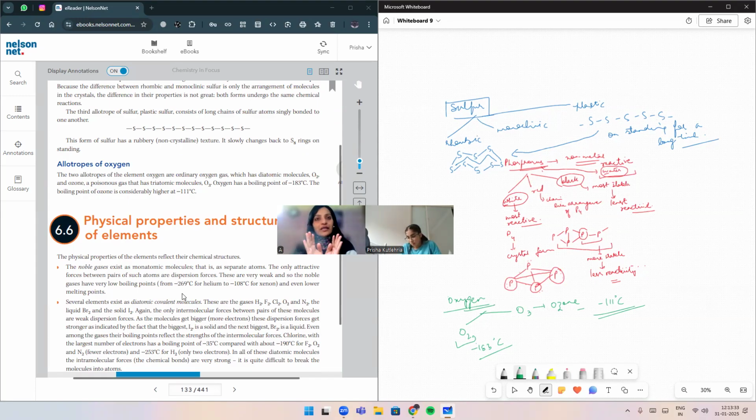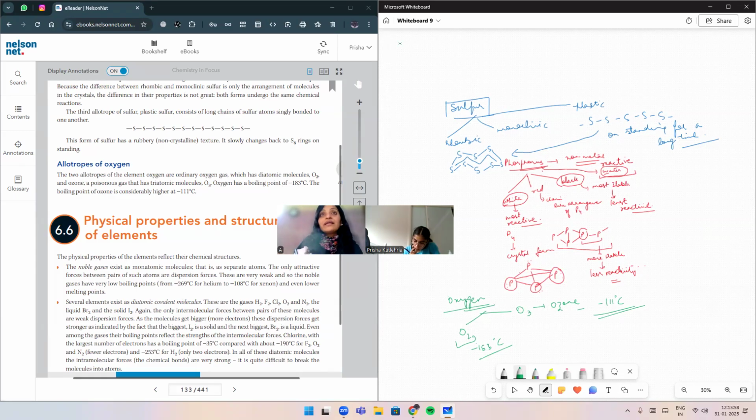They have only the thing which keeps them bound together, that is only dispersion forces. And you remember, dispersion forces are weak in nature. So that's the reason, because the bonding force is weak, boiling points are very low. They have very low melting points also, because of the involvement of very weak forces of attraction.